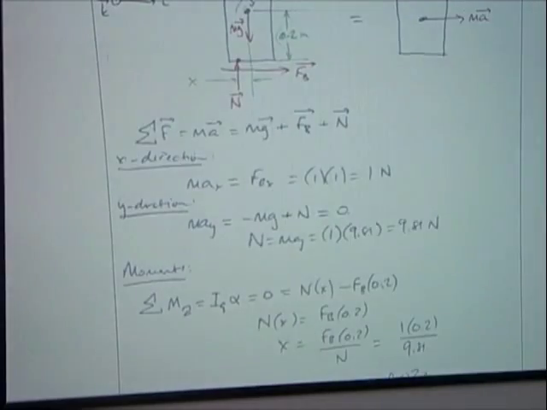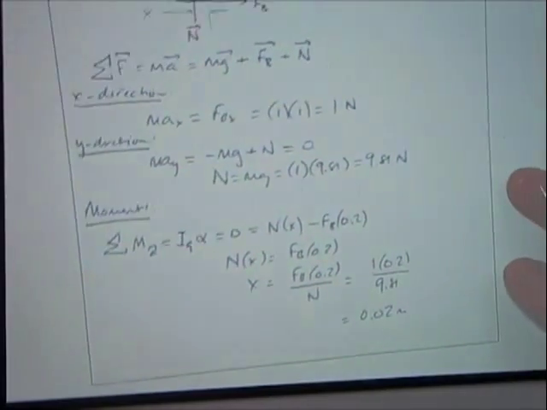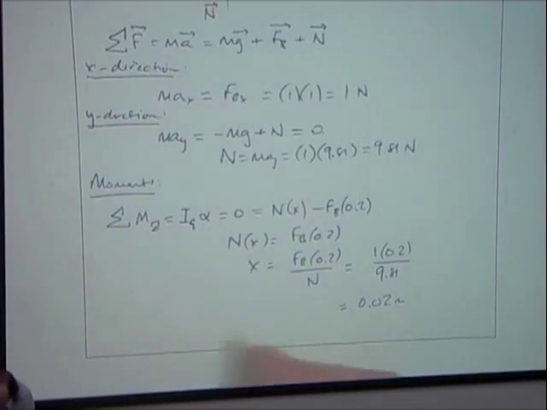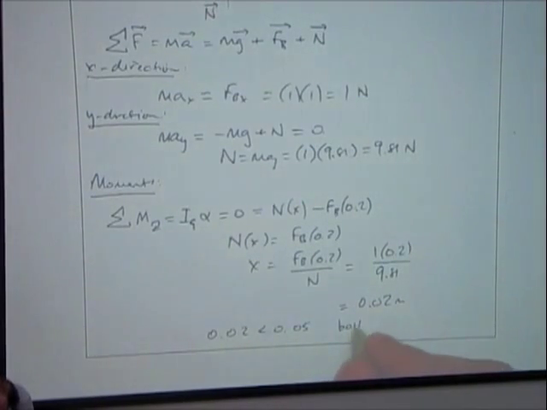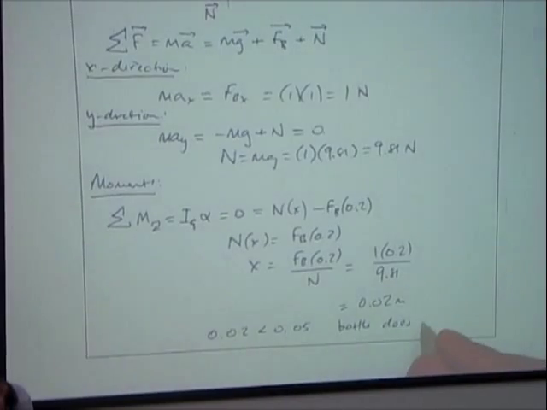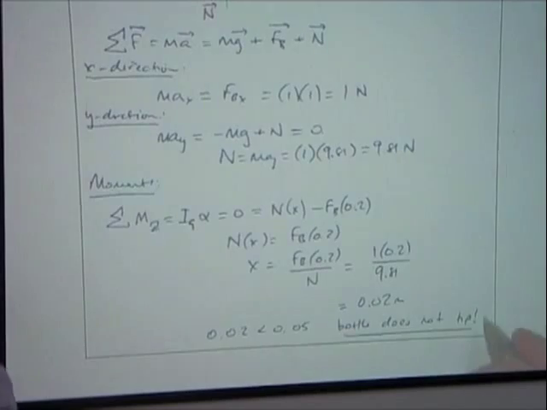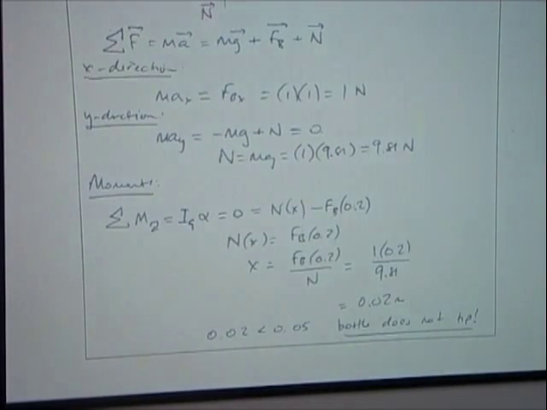Now we know the radius of the bottle. The radius of the bottle is 0.05. And so, because 0.02 is less than 0.05, we know that the bottle does not tip. Okay? So we know that it's safe to place the bottle upright on the conveyor belt. Now don't make that assumption, because I don't know how fast a conveyor belt accelerates, but I've taken it to be 1 meter per second squared. It might not be.